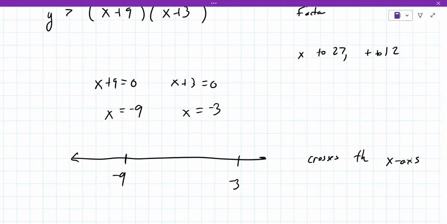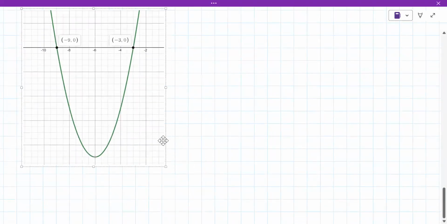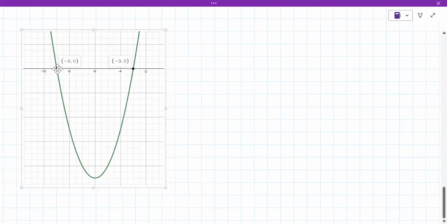Okay. Now I'm going to quickly grab a graph of this so that you can see what I'm talking about, because words don't do it as well as just seeing it visually. I'm a visual person. Let me snip these in. All right, so here is the graph of that original function. And do you notice that it crosses the x-axis at -9 and -3?